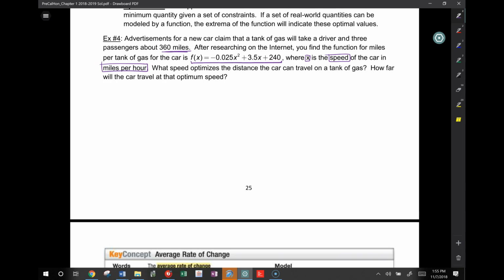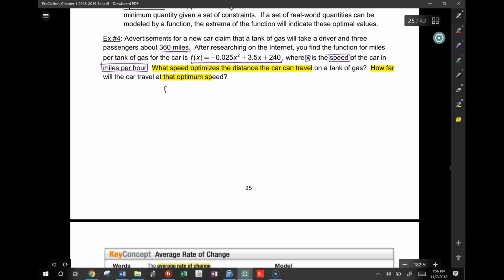What speed optimizes the distance the car can travel on a tank of gas? So at what speed should you be going so that you get the most distance out of a tank of gas? How far will the car travel at that optimum speed? Okay?